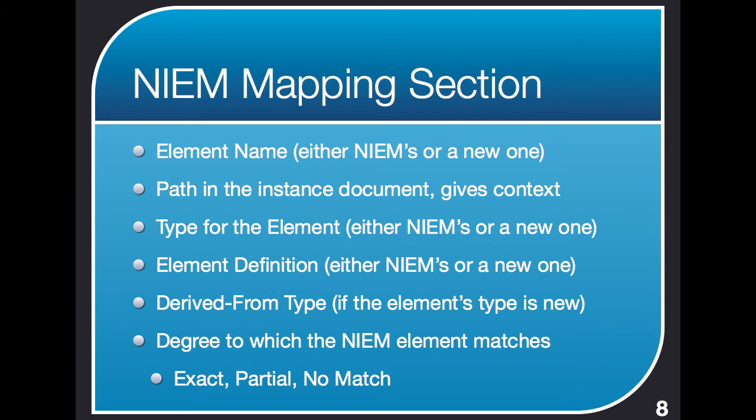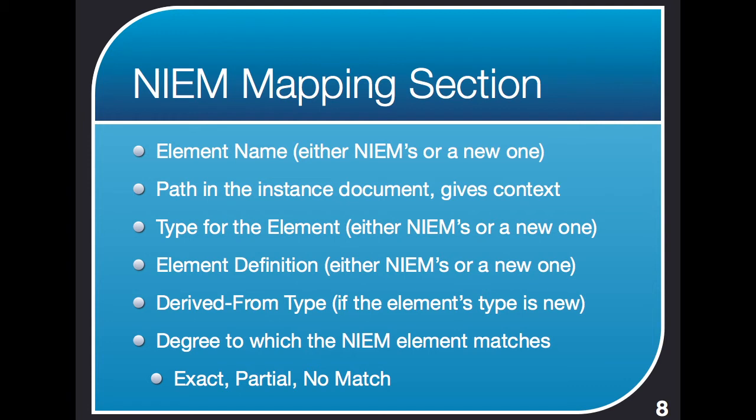Now the first one you really need to have is the element name. It'll be either something out of the NIEM. If you've mapped your concept to something in the NIEM, it'll be that particular element name in the NIEM to which you've mapped it. Or in the case of something not being in the NIEM and you need to extend the NIEM, this will be the element name for your new element that you'll create to be able to hold the piece of information and the concept that you need.